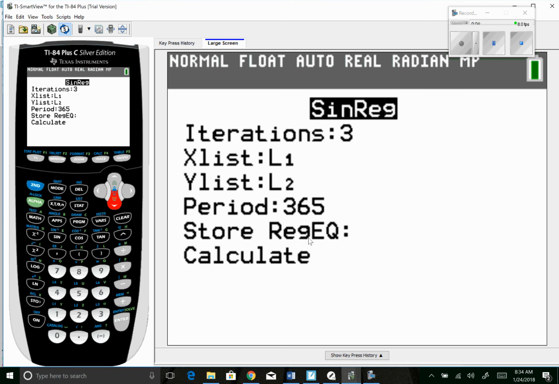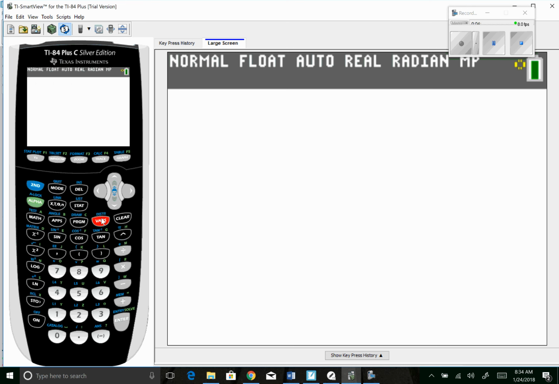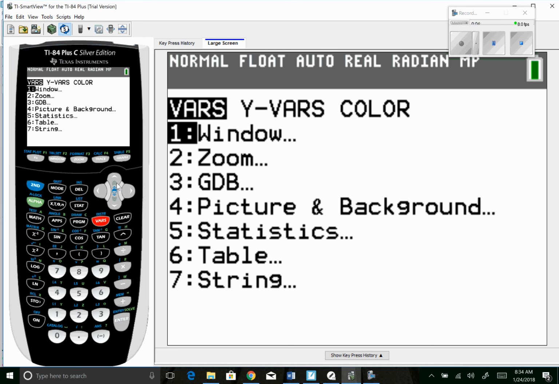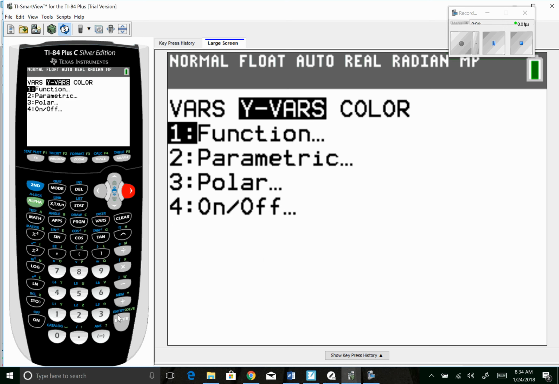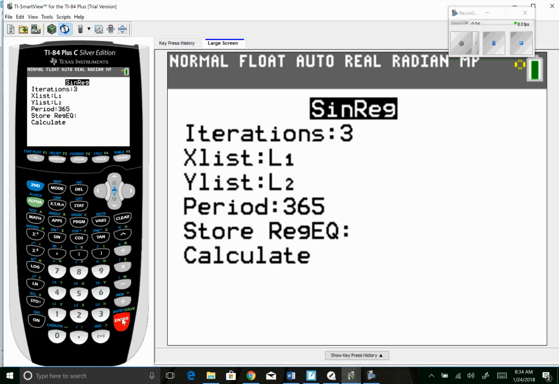To get the regression equation where you want to store it, remember it's a variable, so we'll go to vars. It's a y variable, so we'll go to yvars. It's a function, so we'll go to function, and then hit y1. If you don't do this part, you still will get your answer, you just won't be able to graph it. We want to be able to graph it so we see what it looks like. And if we go down to calculate, we can hit enter.